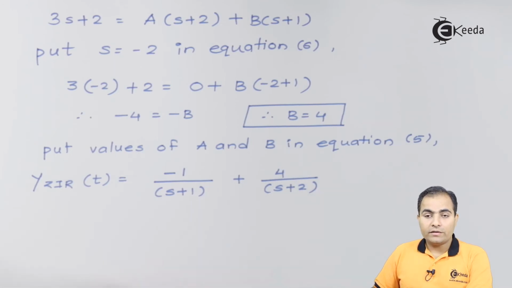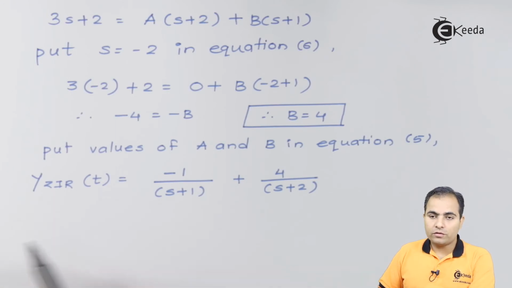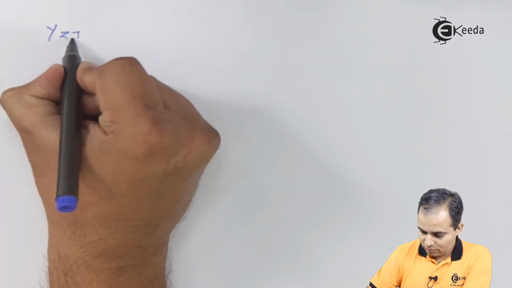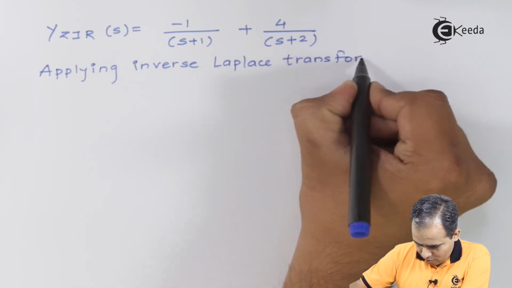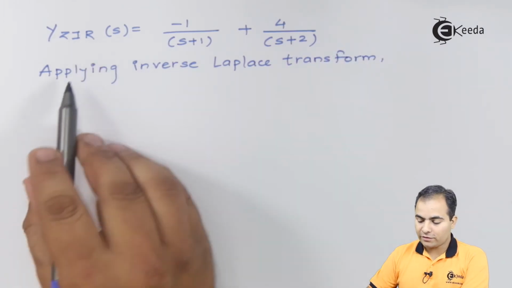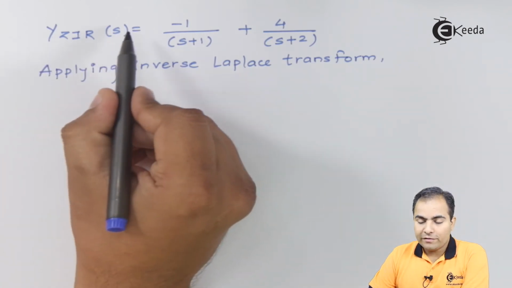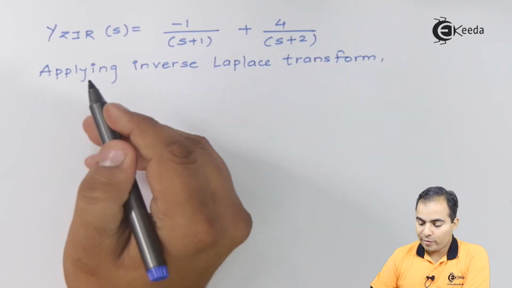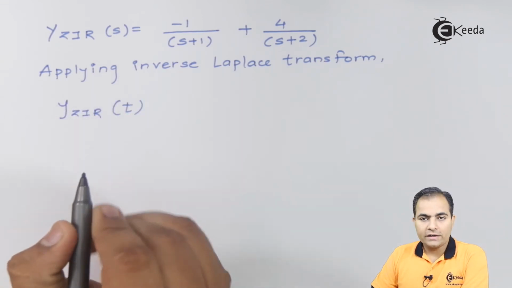Now, what we want? We want inverse Laplace transform. That is, we want a response. So, we are going to apply inverse Laplace transform on both the sides to get the value of ZIR of s. Now, what we want? Response. That's why I'm applying inverse Laplace transform on both the sides. Now, we know that if we apply inverse Laplace transform, then all the s domain will be transformed into time domain. So this is nothing but YZIR of t.